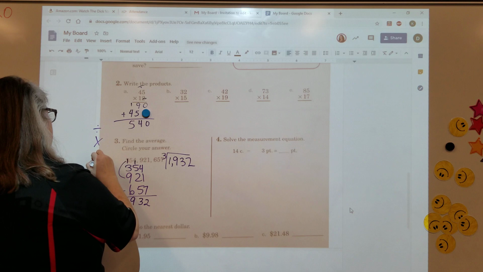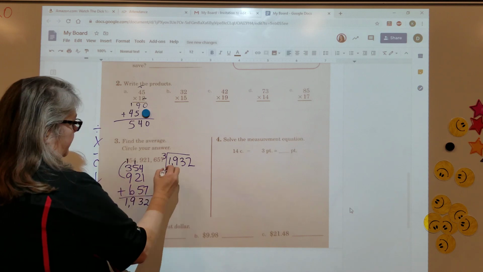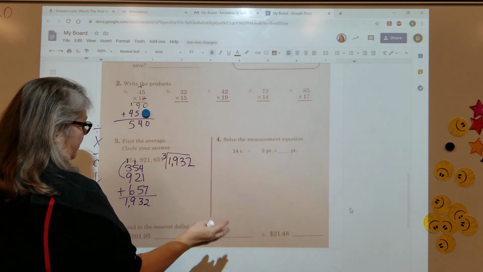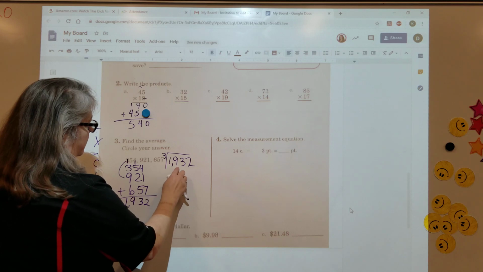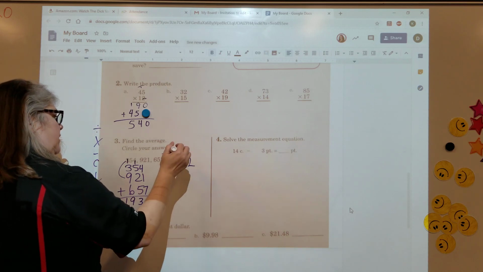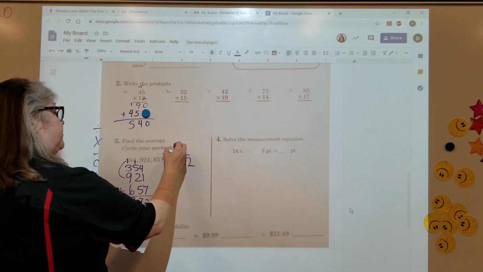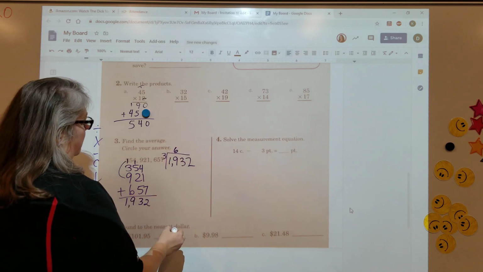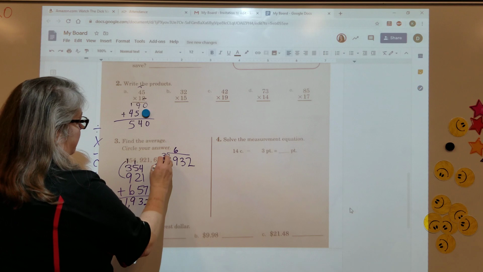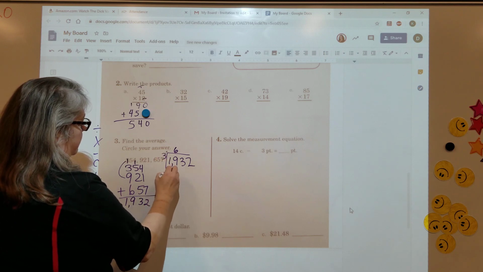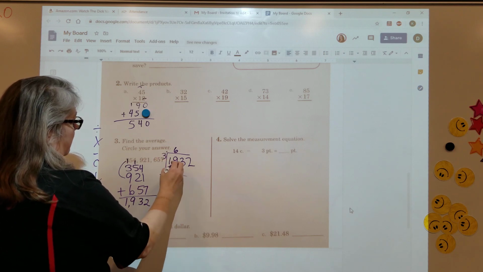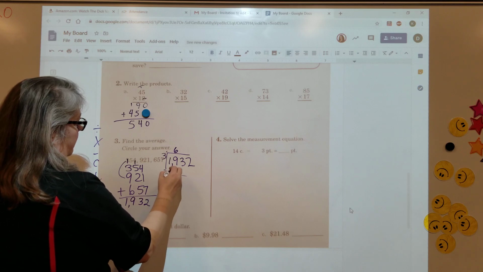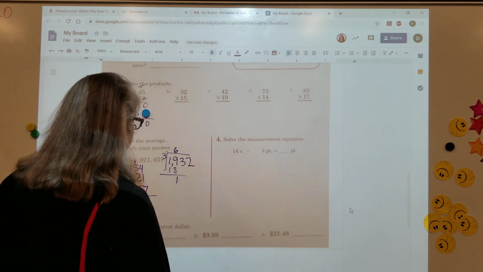Divide, multiply, subtract, compare, bring down. Okay, 3 goes into 1 no times, so just go ahead and move on to 19. How many times will 3 go into 19 without going over? 6 is right. 6 times 3 equals 18. Subtract. 9 minus 8 is 1, and 1 minus 1 is nothing.